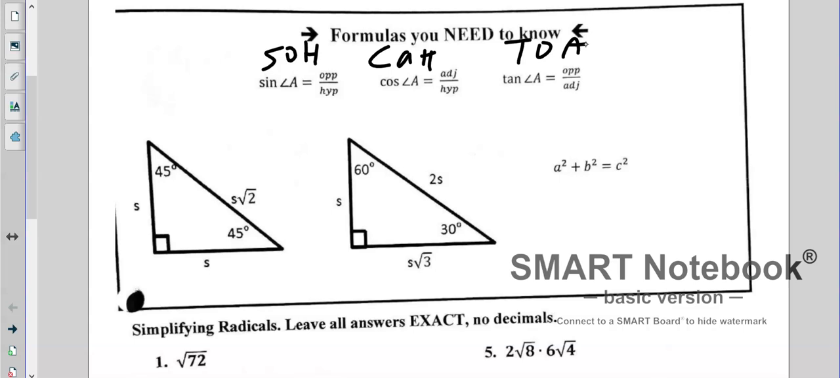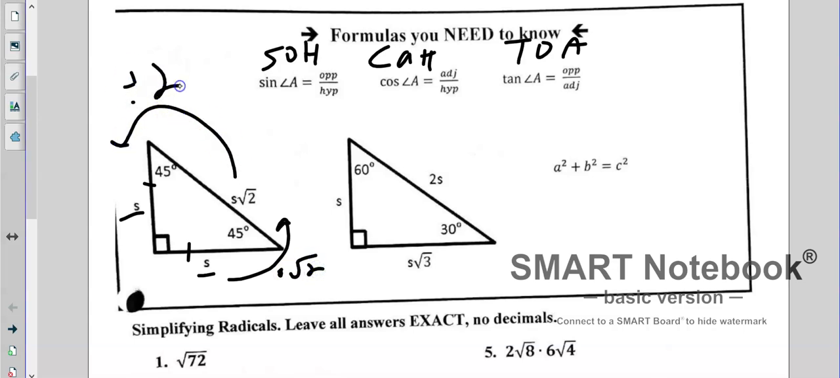And then our special triangles. 45, 45, 90 is the easiest because it's an isosceles triangle. So the sides are the same, and all you do is multiply by radical 2 if you're getting bigger. And if you're getting smaller, you divide by radical 2.